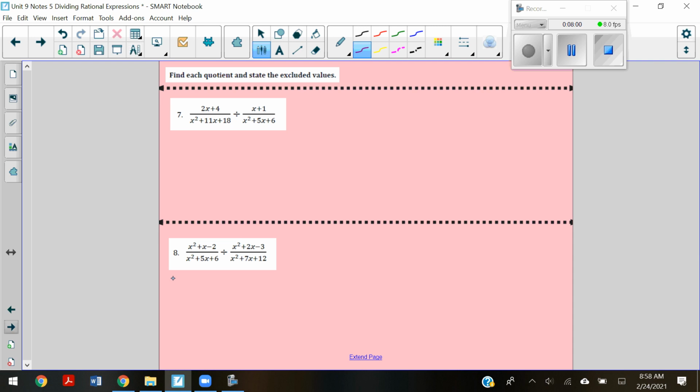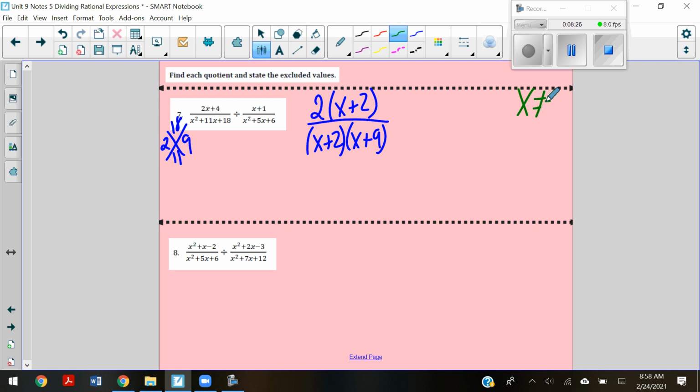All right. Whew, we got a little bit more here, but nothing we can't handle. We're tough. All right, so my numerator, I'm going to factor out a 2. Now my denominator, I'm looking for what multiplies to 18 and adds to 11. So that is going to be a 2 and a 9. So x plus 2 and x plus 9. Based off that, I'm going to say x cannot equal -2, -9.